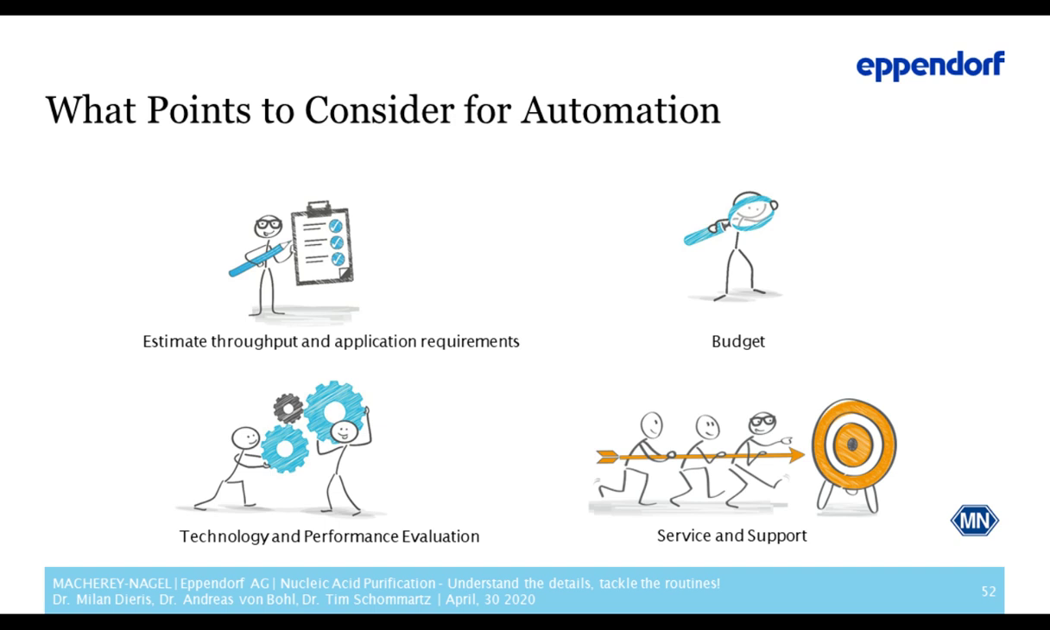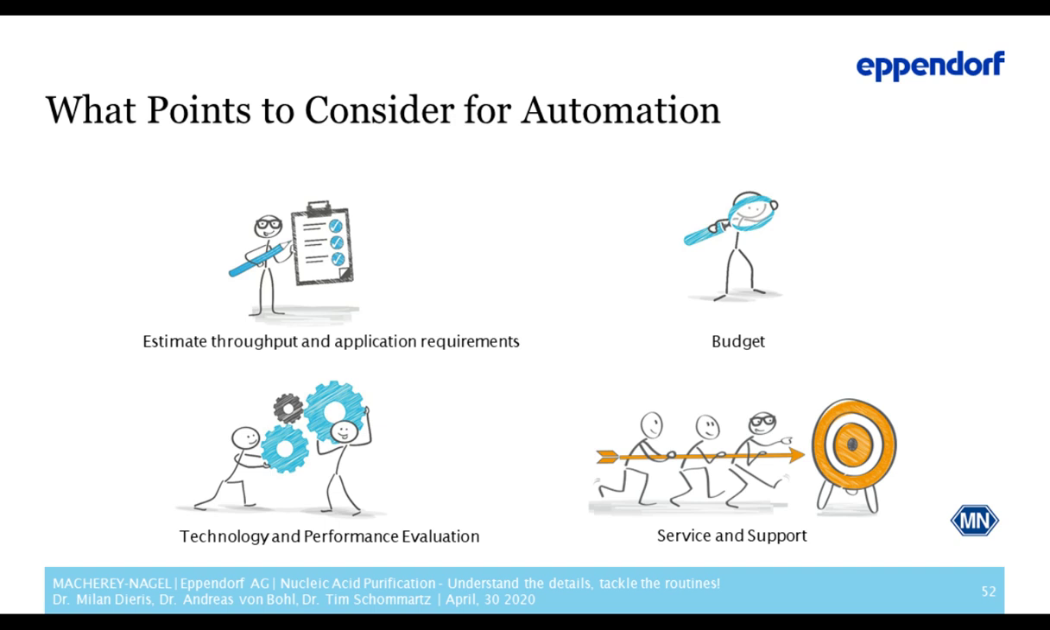So what points to consider for automation? Of course, there are a lot of different points one should consider before automating. The main points from a technical perspective are always, what is your throughput? So do you have a high, medium, or low throughput? And of course, what are your application requirements?